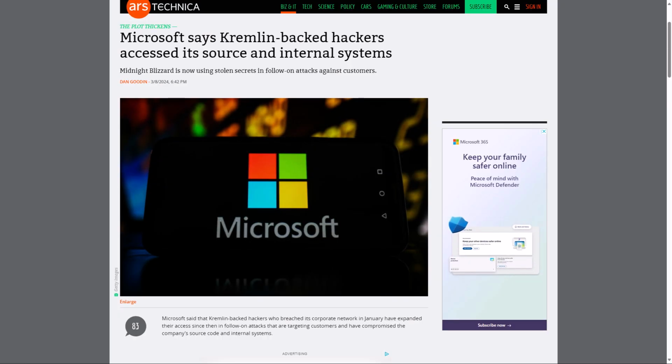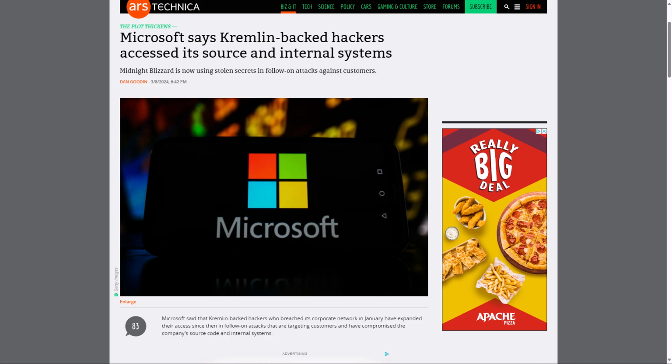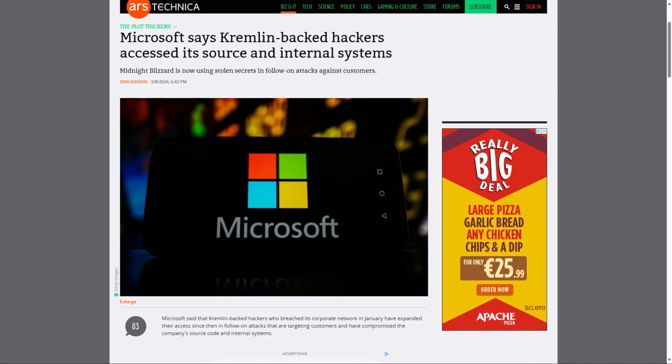Also in the rough security stories for Microsoft category, it was recently reported that Russian-backed hackers who breached Microsoft's corporate network in January have expanded their access since then in follow-on attacks that are targeting customers and have compromised Microsoft's source code and internal systems. The cyber gang responsible has been using the proprietary information in follow-on attacks not only against Microsoft, but also its customers, which, I mean, was the case a few weeks ago when this was first coming to light.